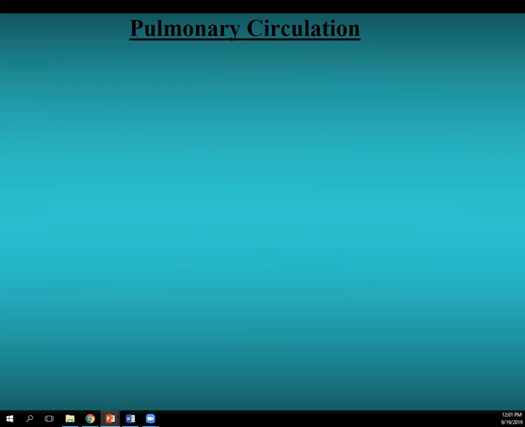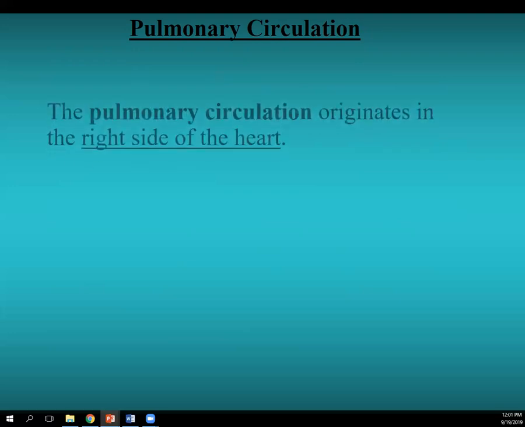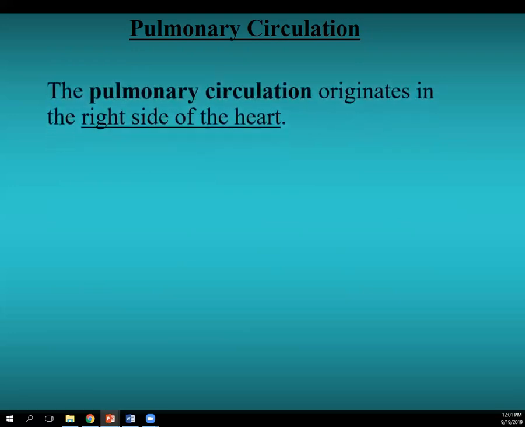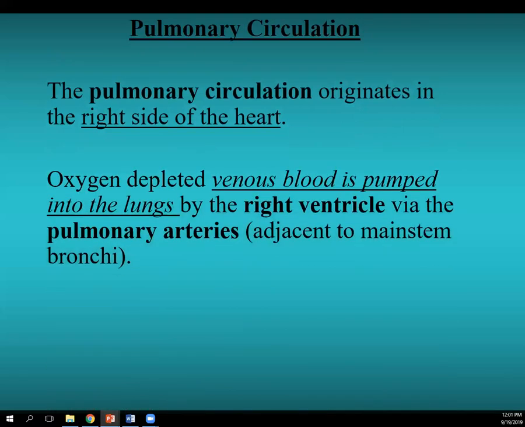Let's look a little closer at the pulmonary circulation. The pulmonary circulation originates in the right side of the heart. Really important to know that. Oxygen is depleted, and venous blood is pumped into the lungs. The blood has already gone through the systemic system, and the tissues have already taken what they needed as nutrients for the cells. It goes back around to the right side of the heart and the lungs so it can be reoxygenated again.